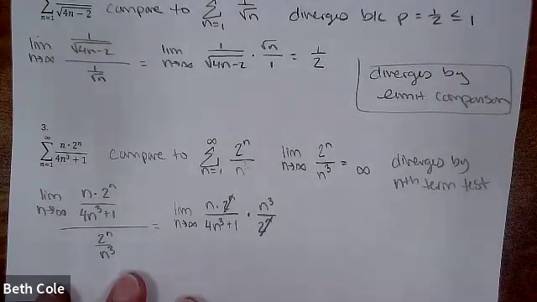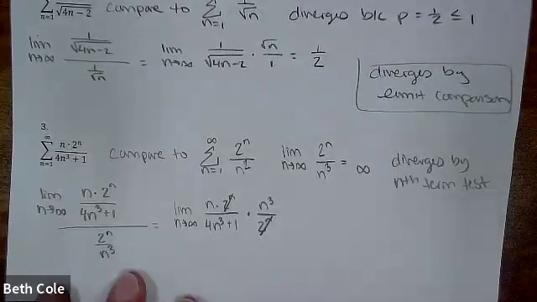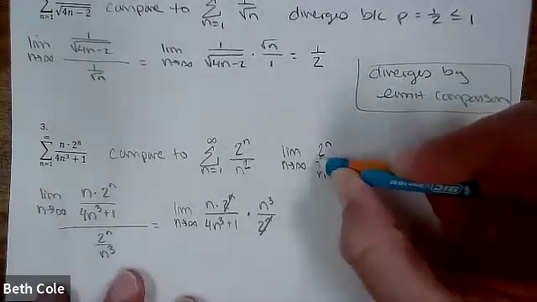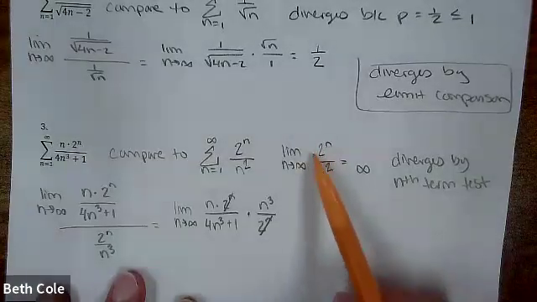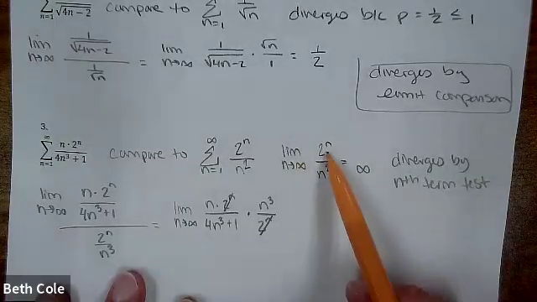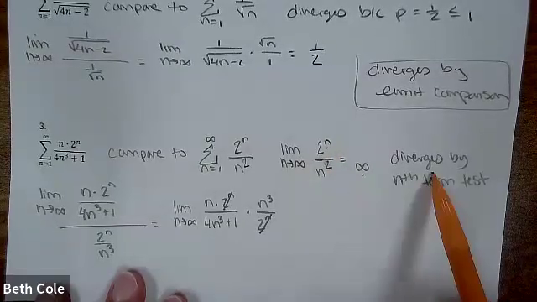We're going to just have that trickle down. So that's a 2. I compared to the wrong thing. All right. That's going to make that a 2. This will still be infinity because this is still exponential and this is still polynomial. Exponential grows faster than polynomial. So this is still going to go to infinity and diverge.